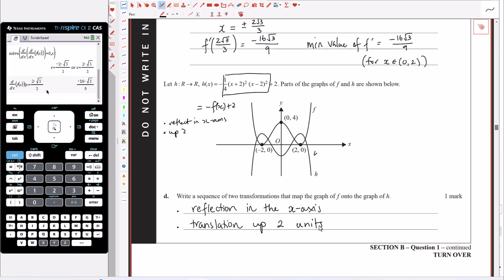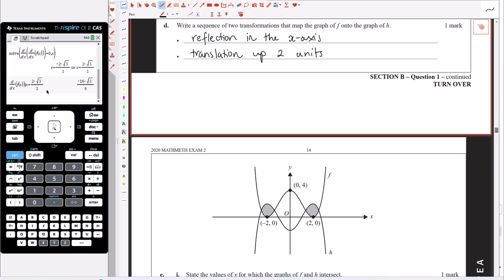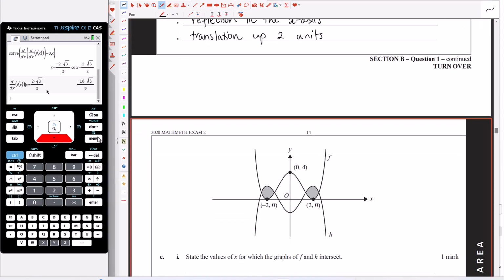And you can say up, down, left, and right. Some people go into a lot of detail saying in the positive direction of the y-axis, which you can, but you don't need to. Okay, so just 1 mark for both those things. So maybe while I'm over here in my CAS, let's define that h of x. Let me define h of x as being negative f of x plus 2. It's quicker doing it that way than having to rewrite it all out.